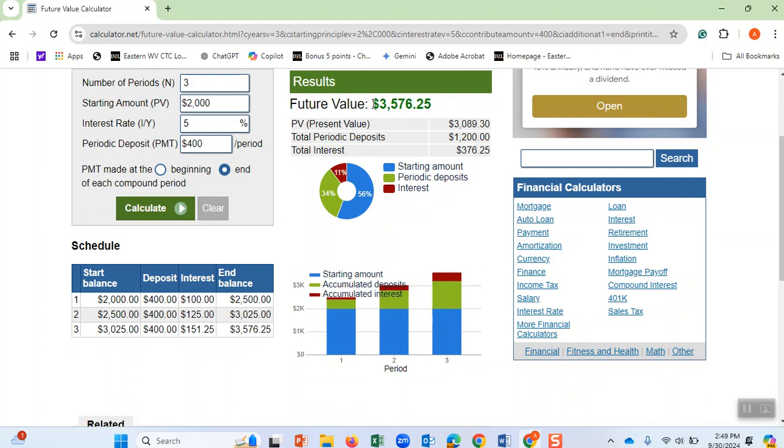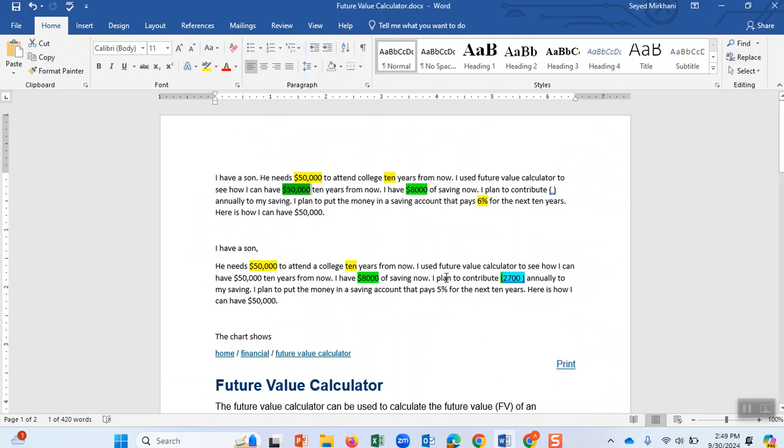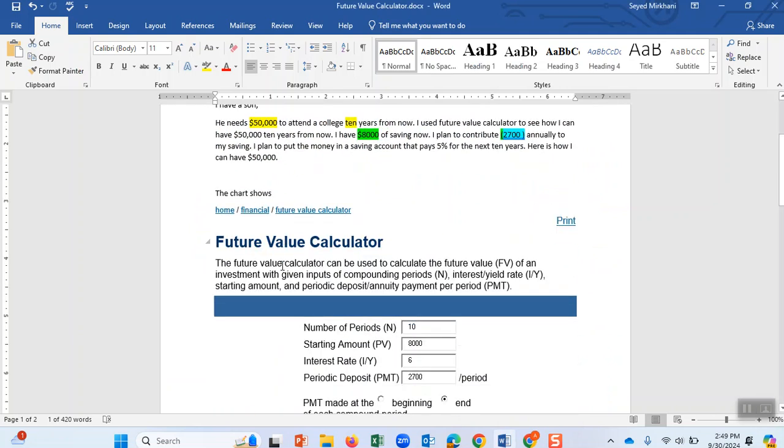This will be the amount you will have for the down payment for your car: $3,576, 3 years from now. And this is how the table will look. Therefore, I copied my table, the original table for $50,000, in here. And this was the story, and I copied my calculator.